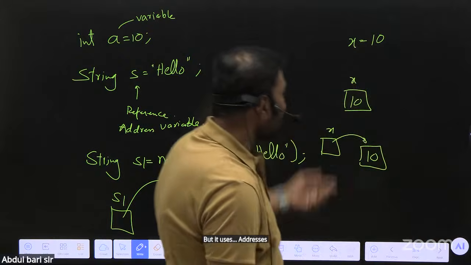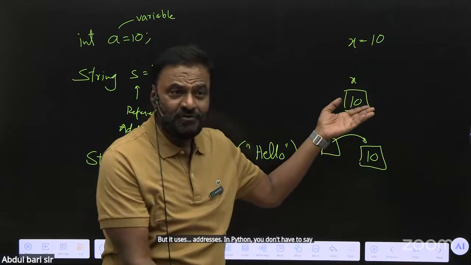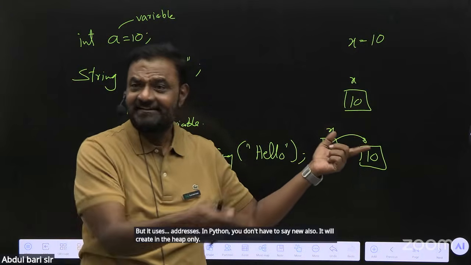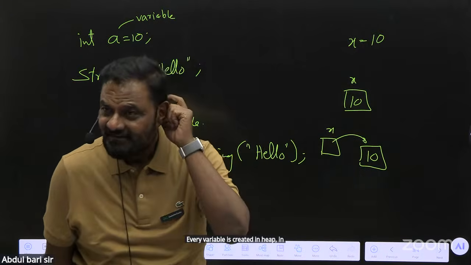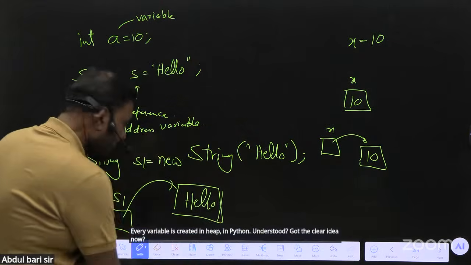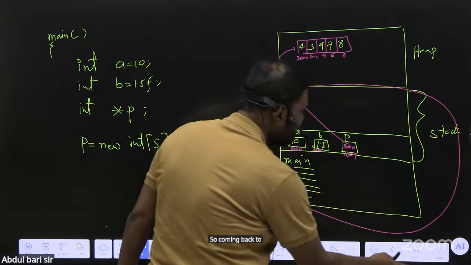In Python, you don't have to say new also. It will create in the heap only. Every variable is created in heap in Python. Understood? Got the clear idea now? So coming back to this picture.